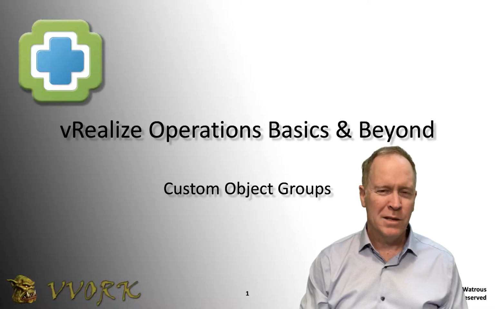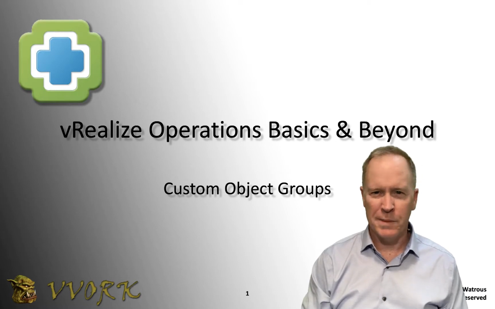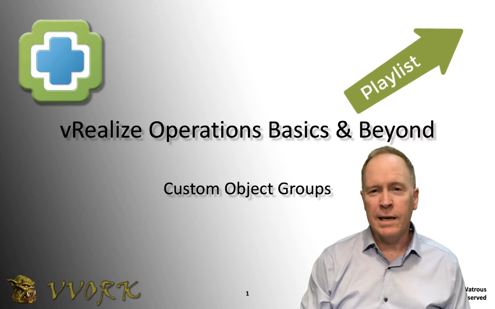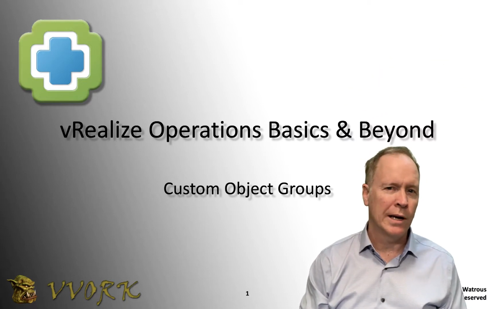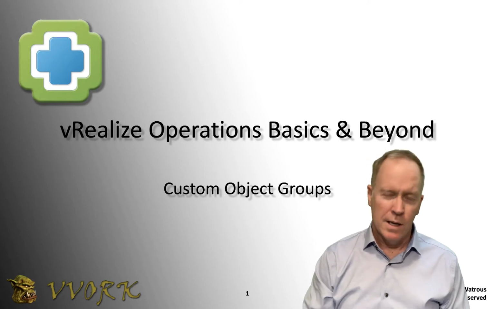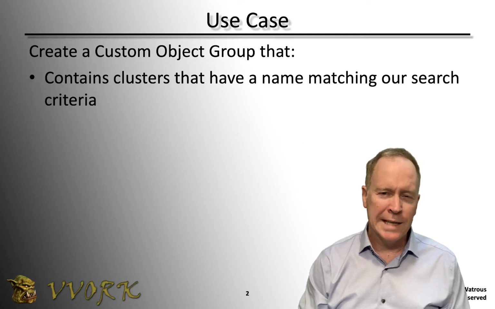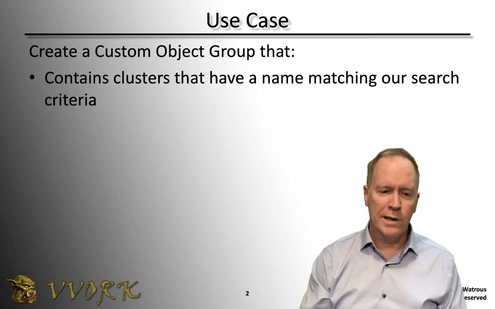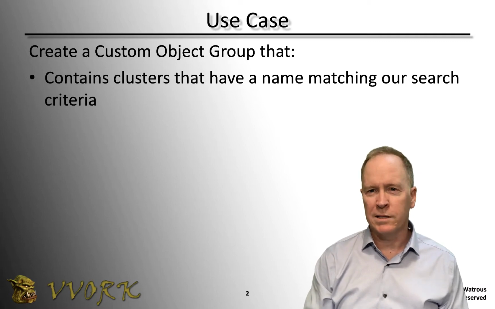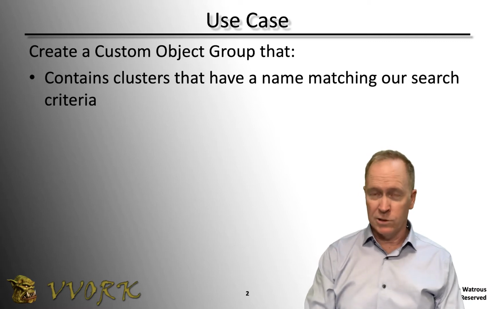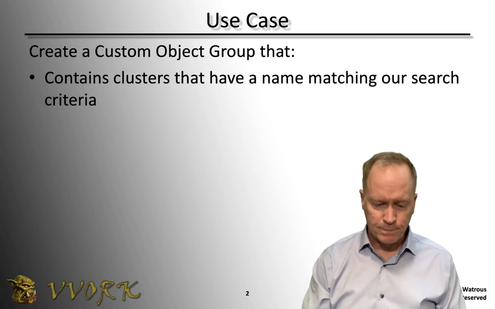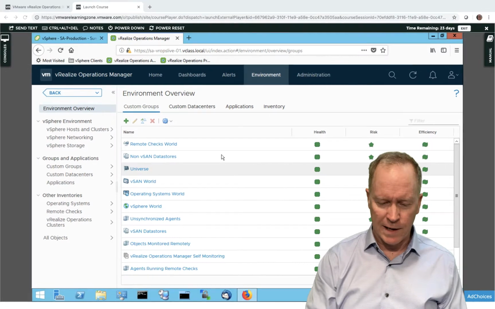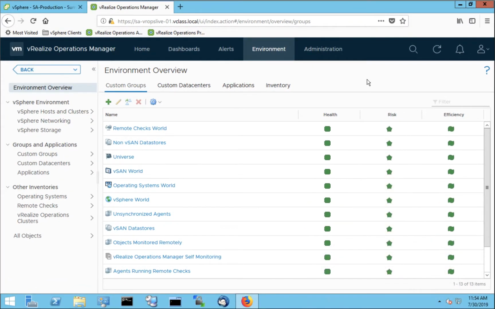Welcome back. In the previous video, we showed you how to create custom object groups based on relationships and metrics. In this video, we're going to create custom object groups based on an object name. The scenario that we're going to be tackling in the demonstration is, what if you wanted to create a custom object group that consists of clusters, but not all the clusters, just the clusters that match a certain string that we'll specify. So let's jump into the lab environment and do so.